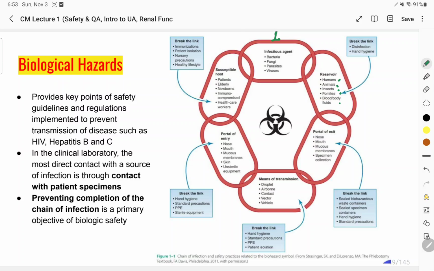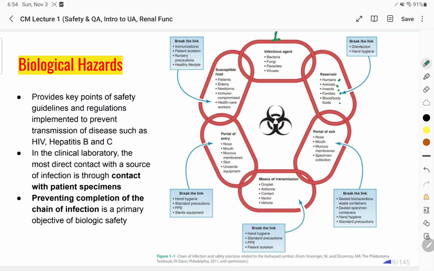And then, of course, these infectious agents, while in the reservoir, magpundura sila din ha, and if naa ay susceptible host, okay, so naa susceptible host, what will happen is that these infectious agents nga naa sa reservoir, it could be humans, so they could be transmitted to the susceptible host in different ways.